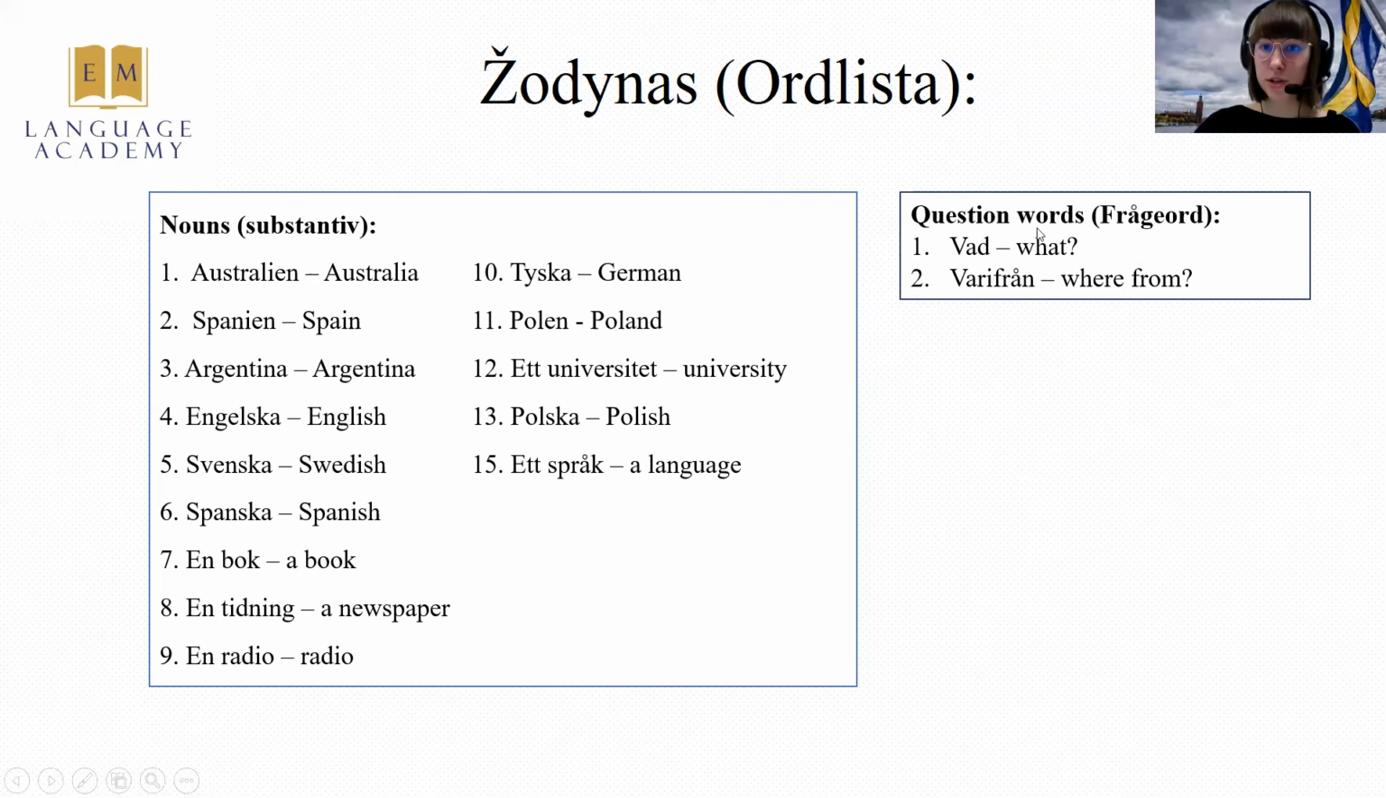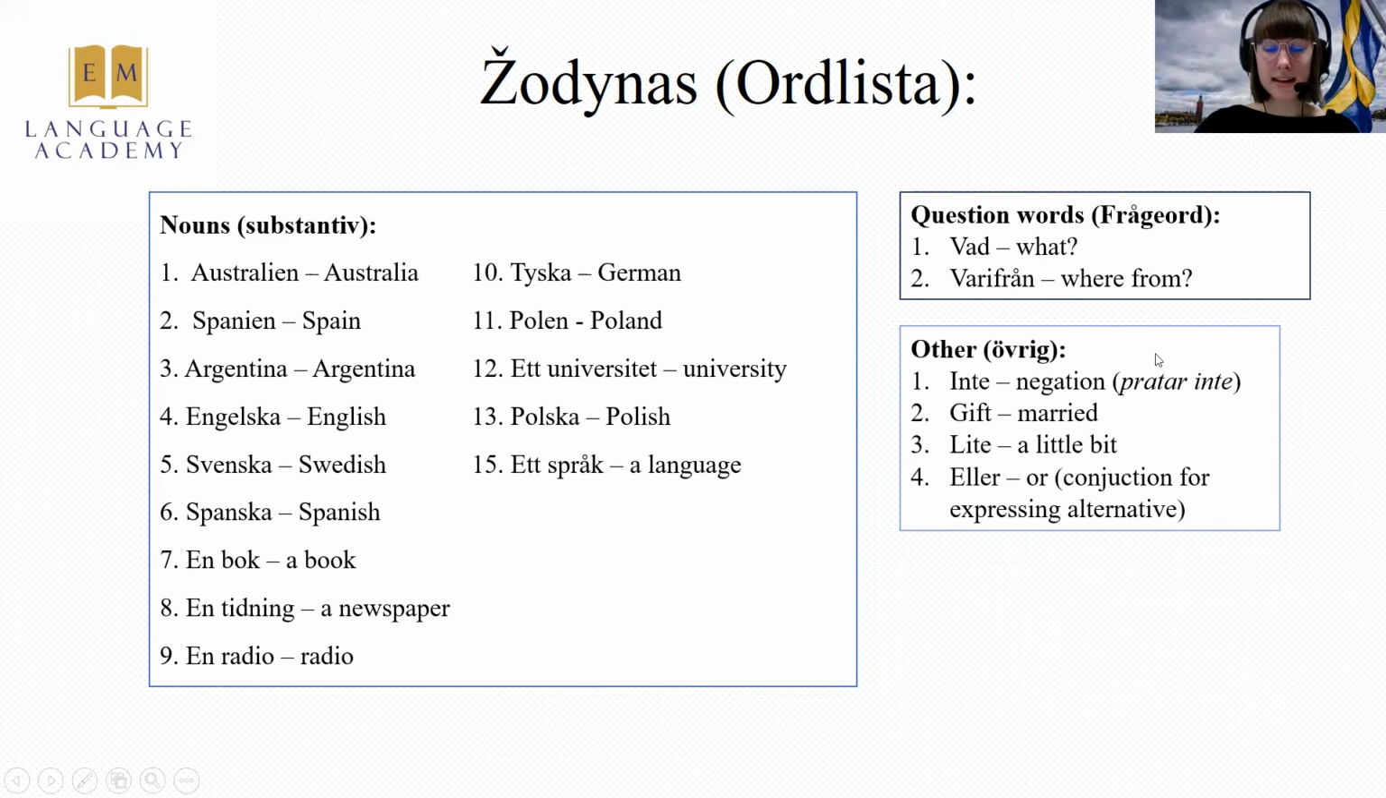We are left with question words, frågeord. Var, where, varifrån, where from, and other things. Övrigt: inte, which is a negation word. Jag pratar inte svenska. Gift, married. Lite, a little bit. And eller, or, a conjunction for expressing alternatives.